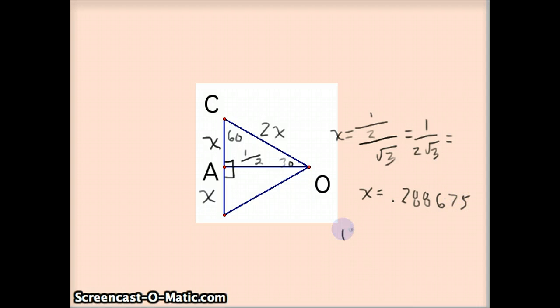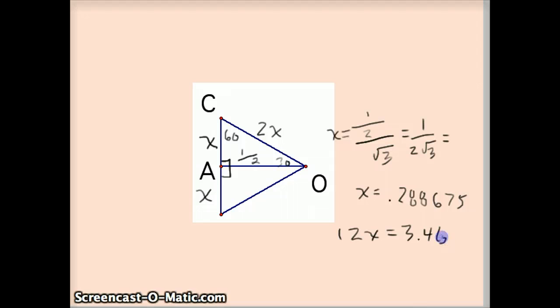If you multiply that by 12, you will get 3.464, which is pretty close, but bigger than pi.